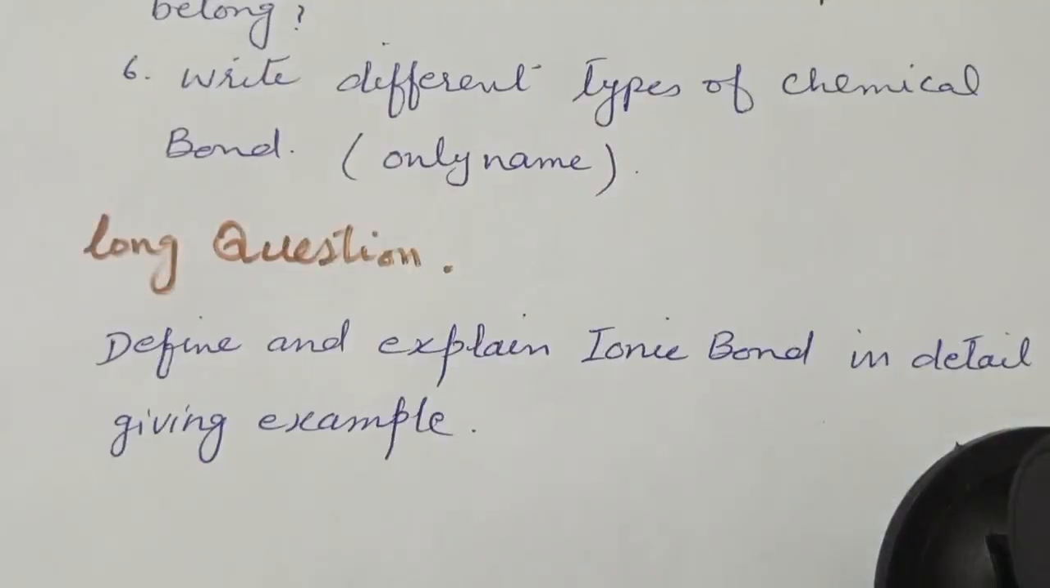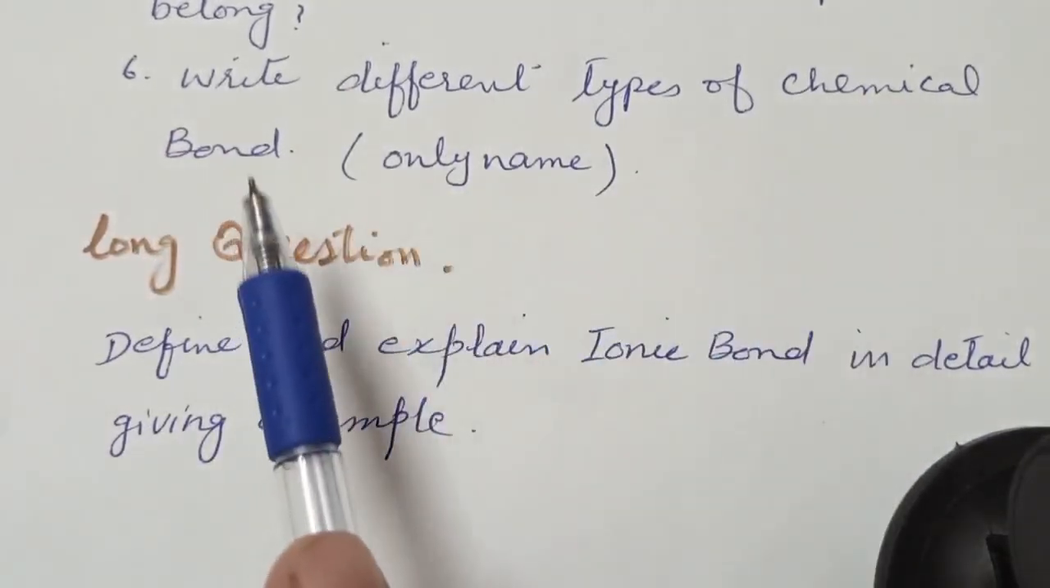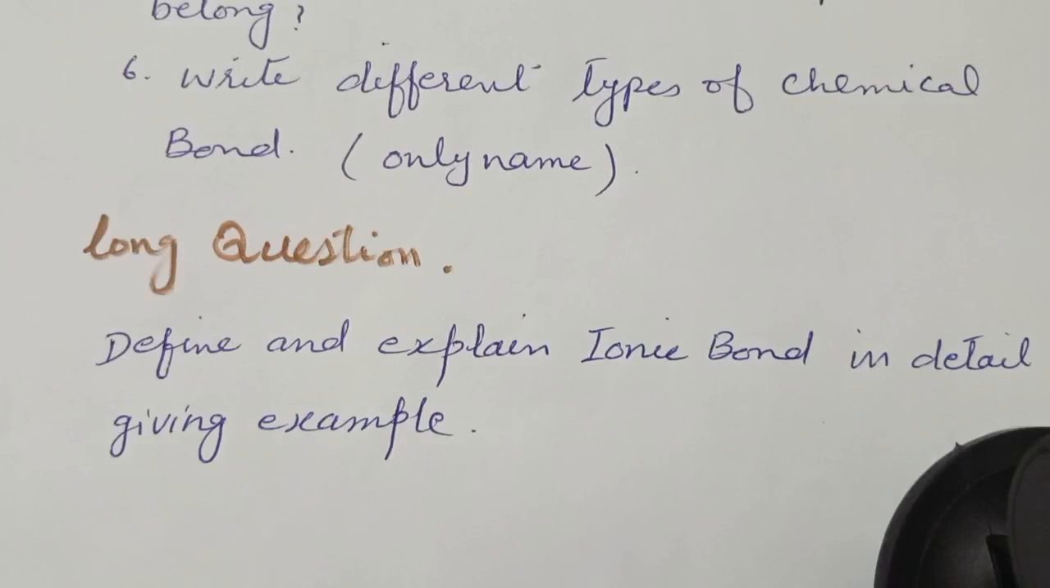Question number 6 is, write different types of chemical bond. This is a short question, so its answer will be only the names of the different types of chemical bond, that is ionic bond, covalent bond, coordinate covalent bond and the metallic bond. Its answer will be enough.